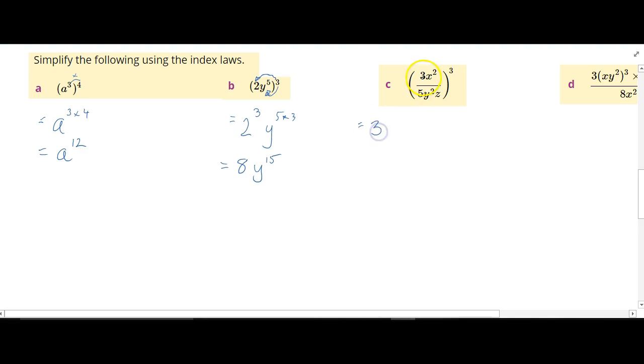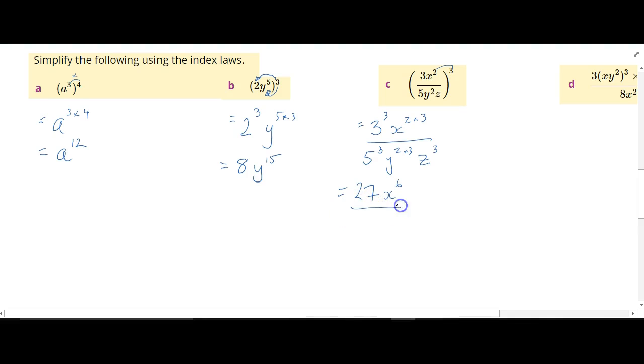So the first one is 3 to the power of 3, now x^2 times 3, because we've got to multiply those powers together. On the bottom line, we have 5 to the power of 3, y^2 to the power of 3, and z to the power of 3. Notice when there is a power already there, I have to multiply that by the power of 3. So 3 to the power of 3 is 3 times 3 is 9, 9 times 3 is 27, and x^(2 times 3) is x^6.